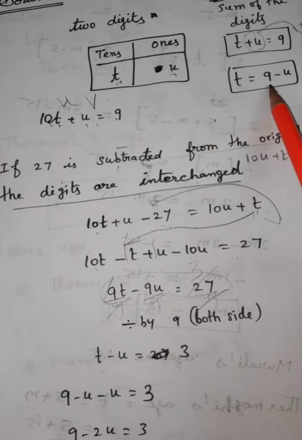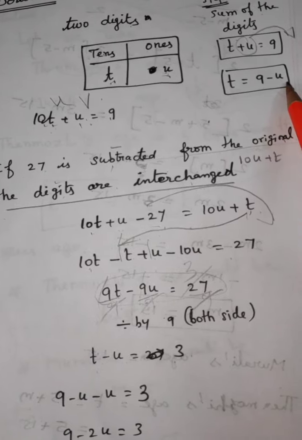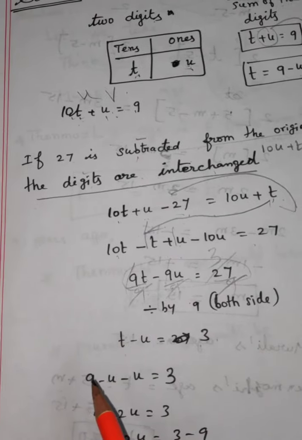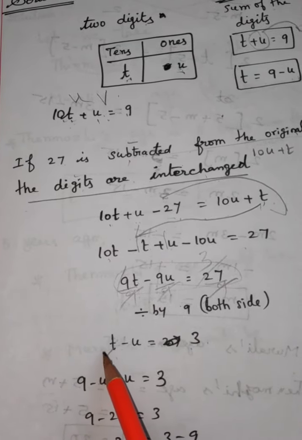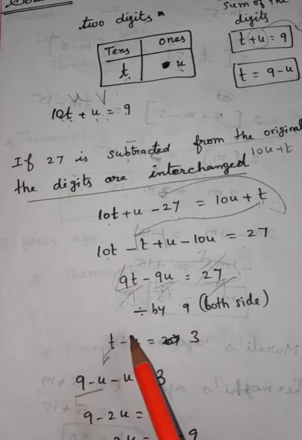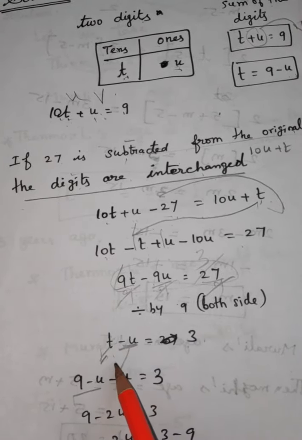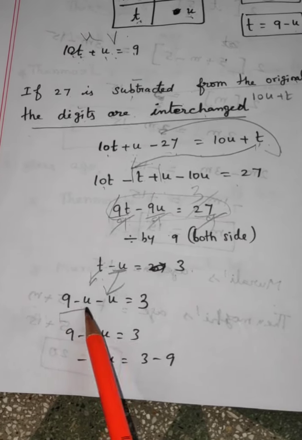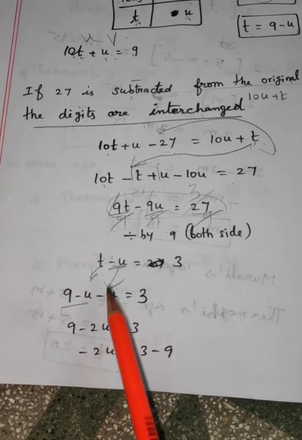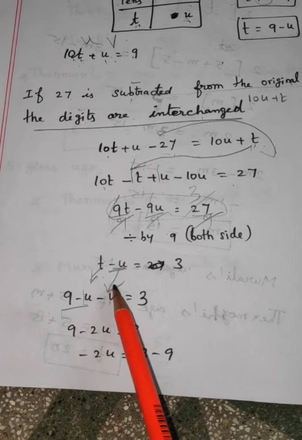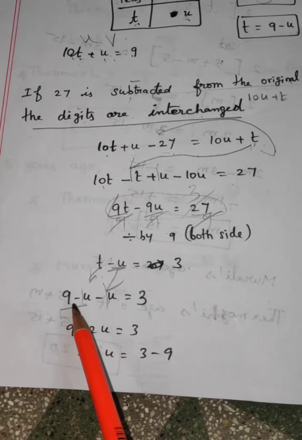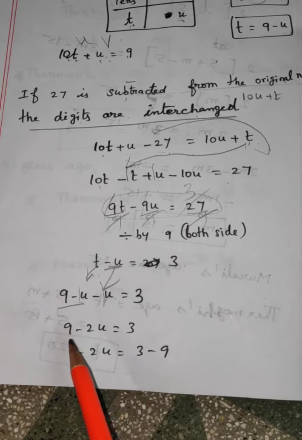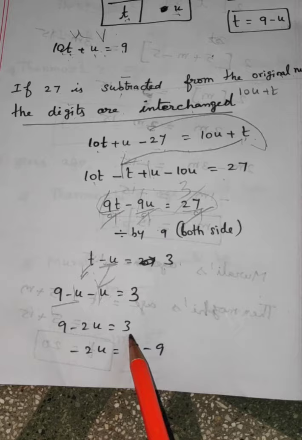Now what is the value of T? T equals 9 minus U. In place of T, substitute that value, 9 minus U, into the question we already have: T minus U equals 3. So 9 minus 1U minus 1U. Both are minus symbols, so add the numbers: 1 plus 1 equals 2, and you put the minus symbol. You should not subtract that. So 9 minus 2U equals 3.